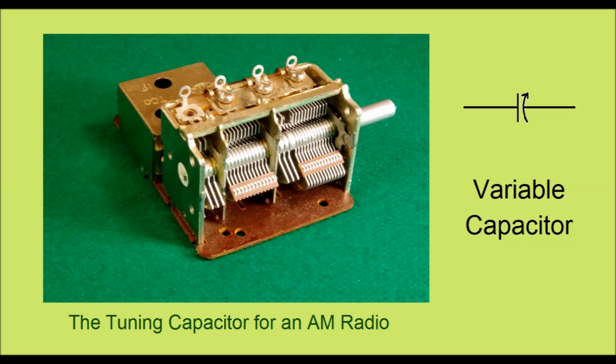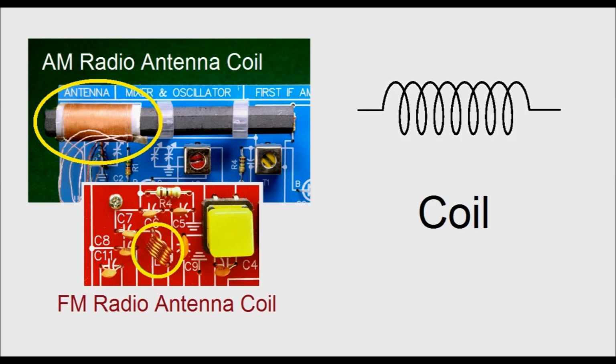The variable capacitor is primarily used for tuning radio and television circuits. Its symbol is similar to that of the fixed capacitor, except that one of the plates is shown as a curved arrow. In this composite photo, we see 2 coils being used for tuning radios.